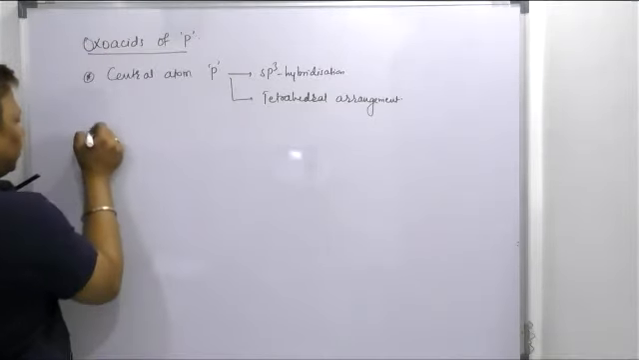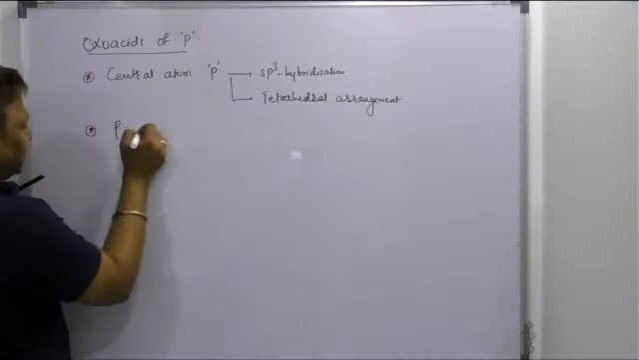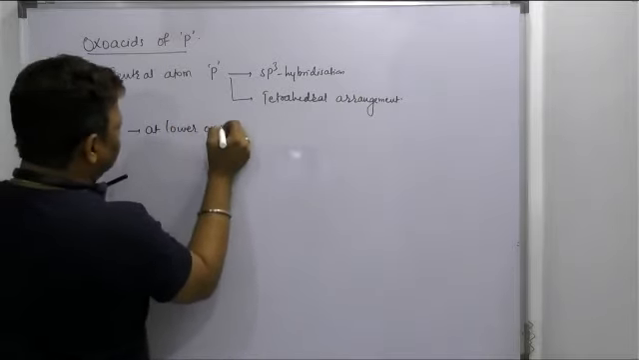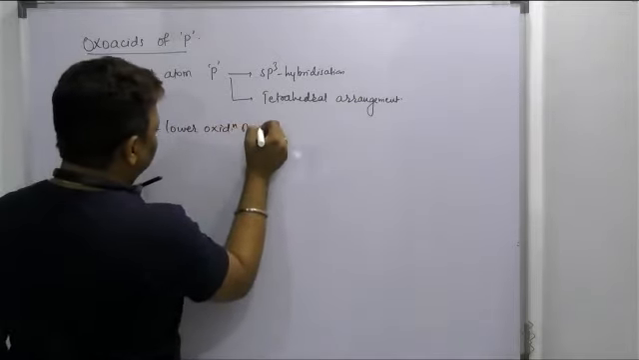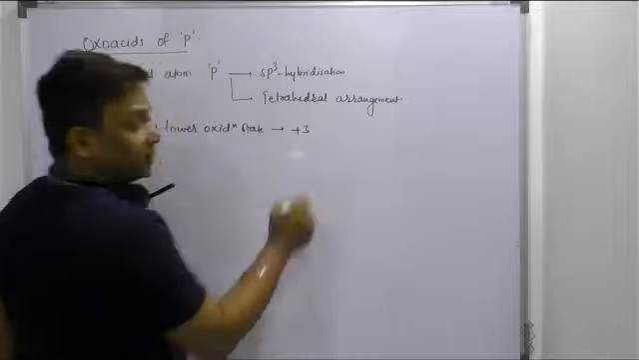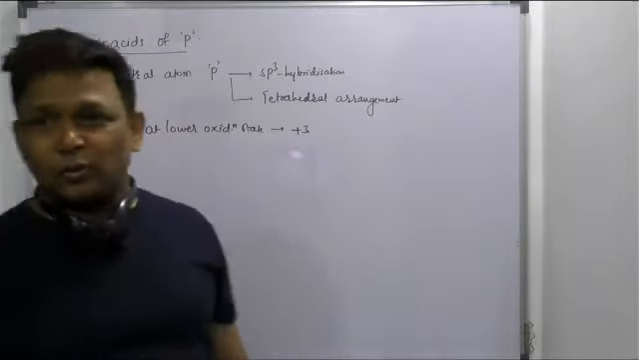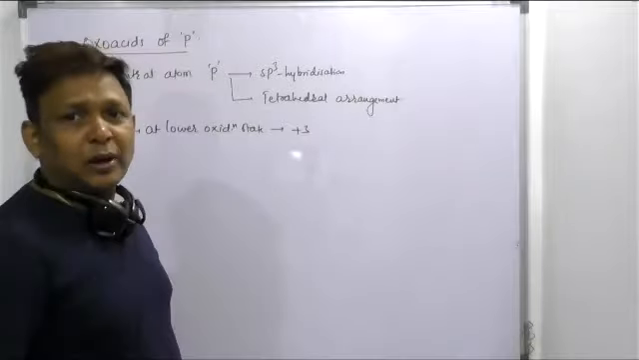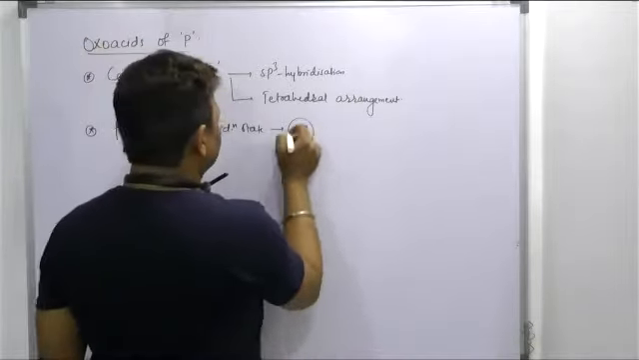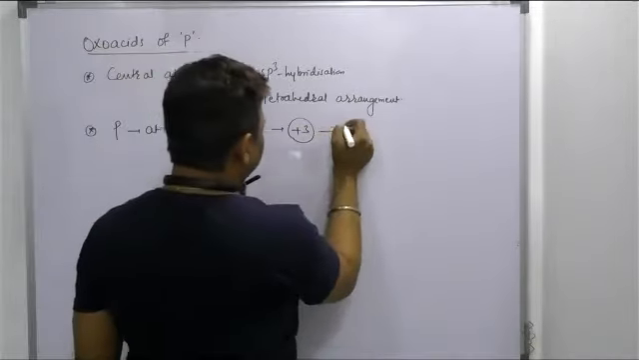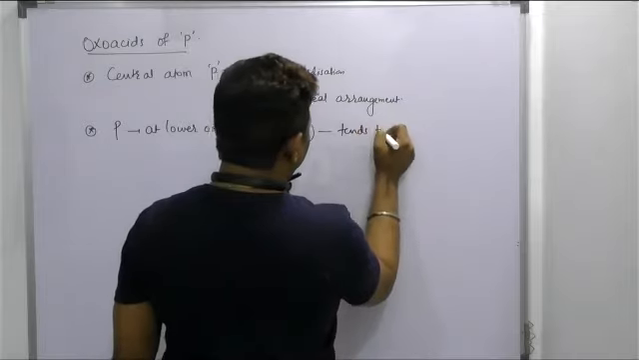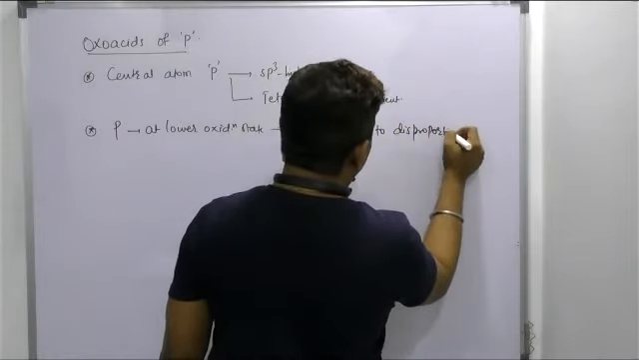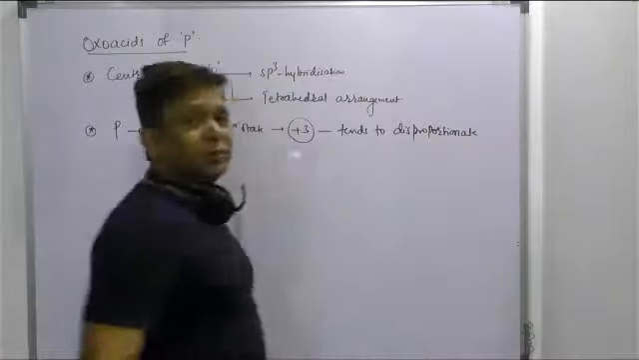So again, we can say one more point. Phosphorus at the lower oxidation state, that is +3, tends to disproportionate into higher and lower oxidation states. Yes, it has a tendency to disproportionate.